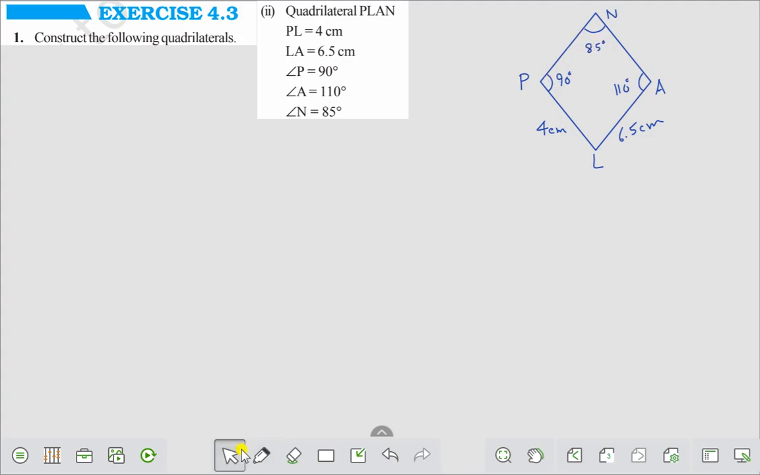Right? Here we make a rough sketch of this quadrilateral. Here you see that PL is 4 cm, LA 6.5 cm, angle P is 90 degree, angle A is 110 degree, and angle N is 85 degree. But we don't know this angle, angle L. We have to find out this angle.